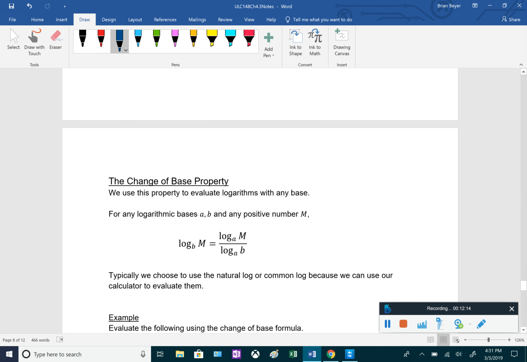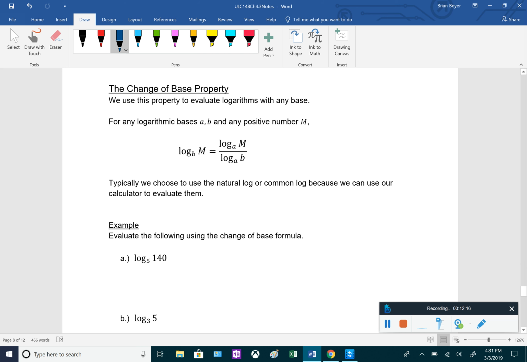Okay, so far we've done the product rule, quotient rule, power rule, and then we use those rules to expand and condense logarithmic expressions. The next thing we're going to be doing is the change of base property. I believe this is the last thing actually. The change of base property, and we do this to evaluate logs.